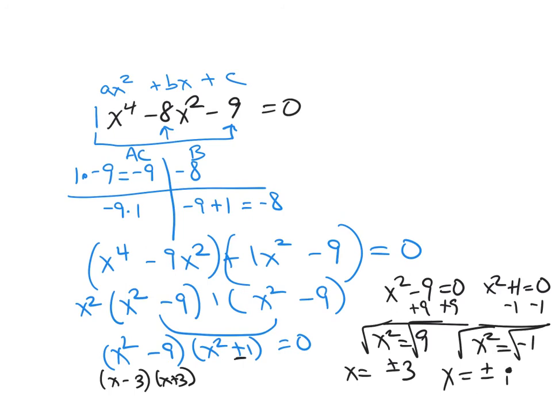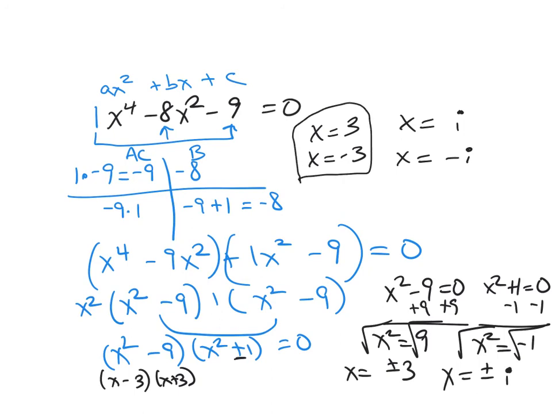So this particular problem, again, it's fourth degree, so it has 4 answers. My 4 answers are x equals 3, x equals -3, x equals i, and x equals -i. So it has 2 real solutions, which are 3 and -3, and that's where it would cross the x-axis if you graphed it, and it would have 2 imaginary solutions, positive i and negative i.